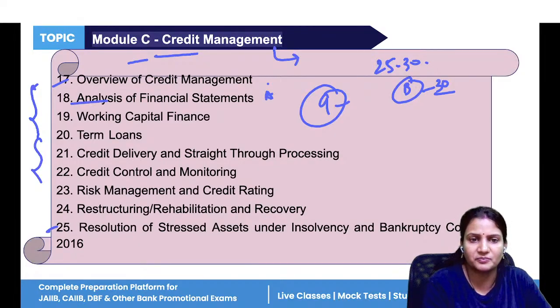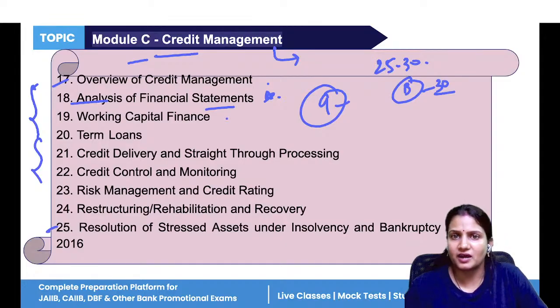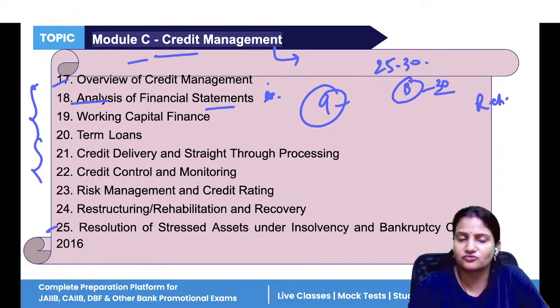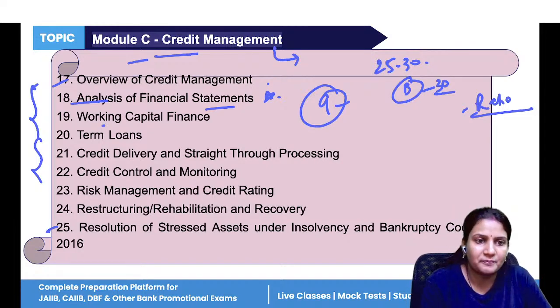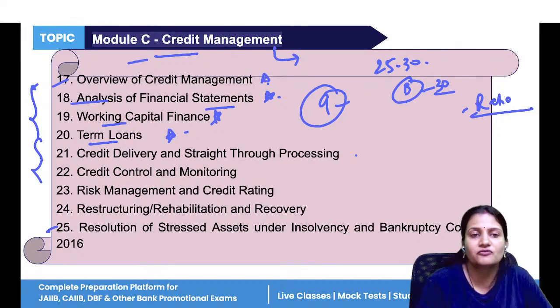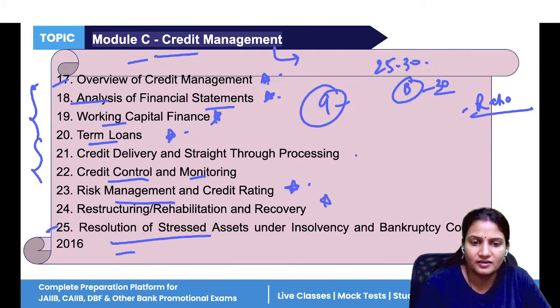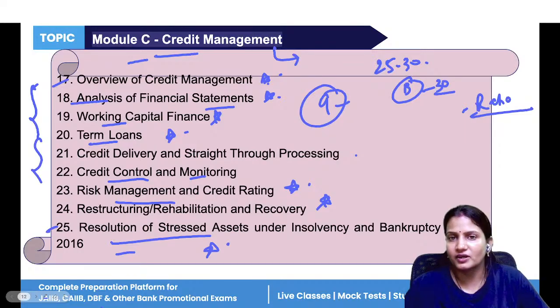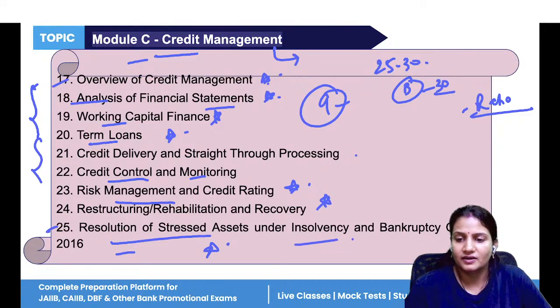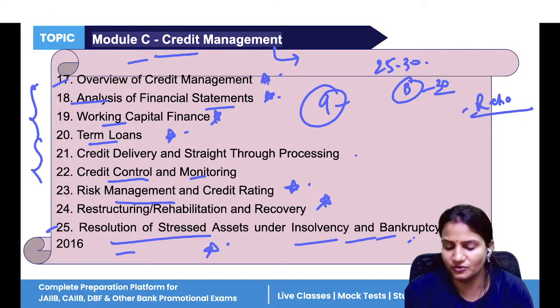Now, analysis of financial statements. This is unit number 18, where you can see practical questions from ratio analysis, from cash flow, fund flow. So you can see practical questions from here, especially from ratio analysis. Now, working capital, term loans, credit delivery, working capital finance, term loans, very important. Overview of credit management, credit delivery, how to control and monitor the credit, risk management, important. Then resolution of stressed assets and the insolvency code. If the bank is unable to recover its debt from the defaulting company, then the last option that the bank will take the help of is the IBC. IBC 2016, that is the Insolvency and Bankruptcy Code.